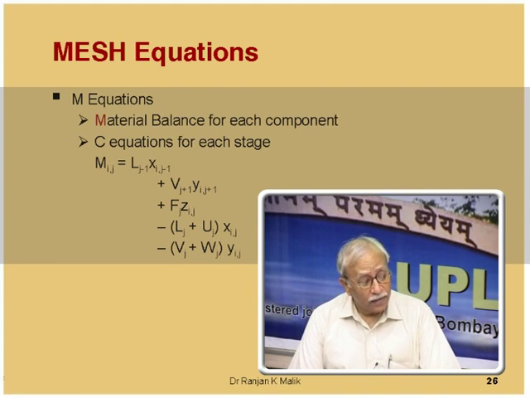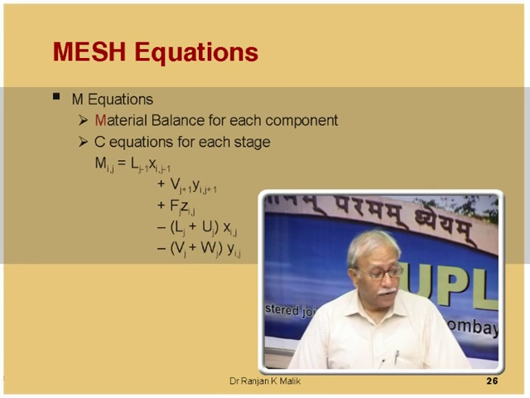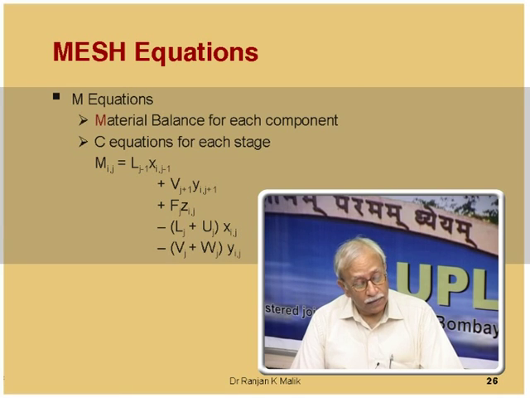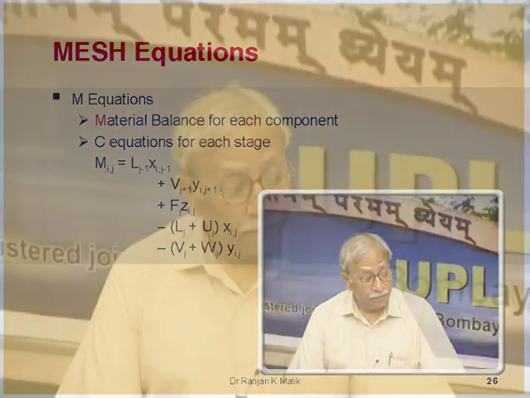Now, this is very easy to work with. Lj minus 1 multiplied by xi,j minus 1 represents the moles of component i which are received on tray j from the tray above, because the numbering is from the top. Similarly, Vj plus 1 multiplied by yi,j plus 1 is the moles of the ith component which are received on tray number j from the tray below. This is coming from the vapor. So, this is component i which is received through liquid and vapor which are internal to the column. In addition, we have made provision for feed to the column. So, moles of i may come in through the feed to the column which is on the jth stage. So, the first three terms represent all the inputs.